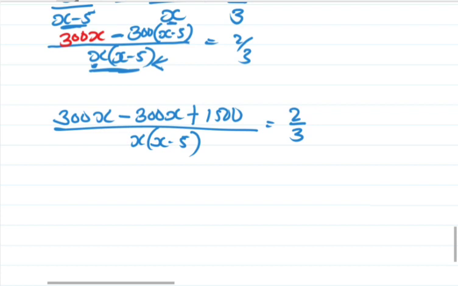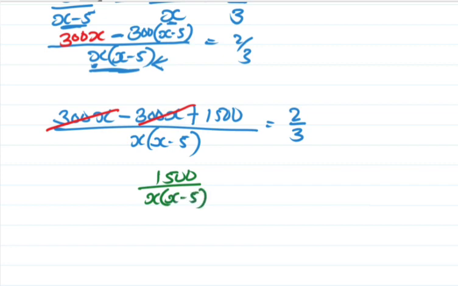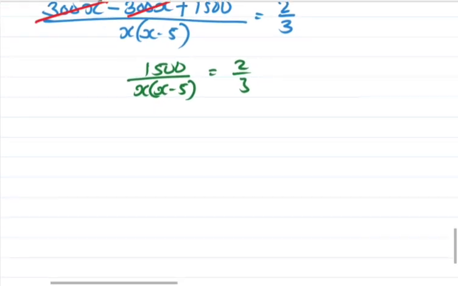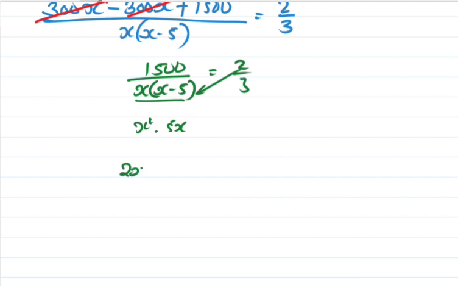Then like terms together, you will see that this one and that one will cancel. On top we'll have 1500 divided by x, open bracket, x minus 5 is equal to 2 over 3. Then let's do cross multiplication. If you cross multiply here, that's x squared minus 5x. So it's 2x squared minus 10x is equal to 3 times 1500, as I get about 4,500.